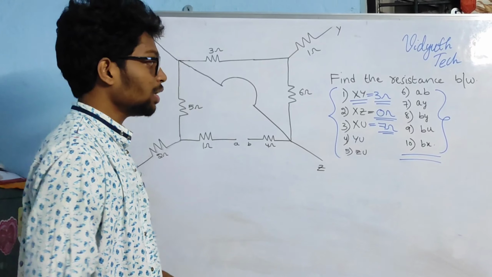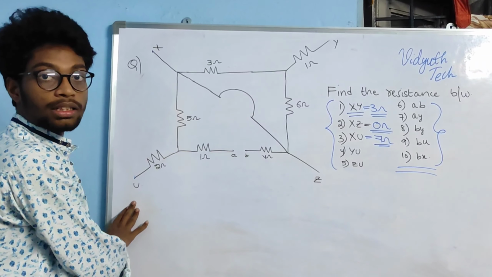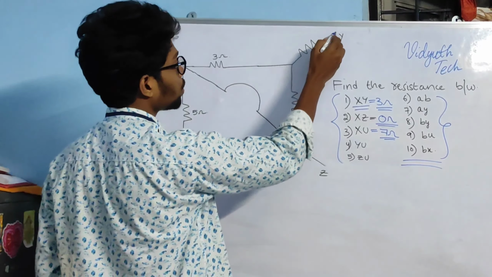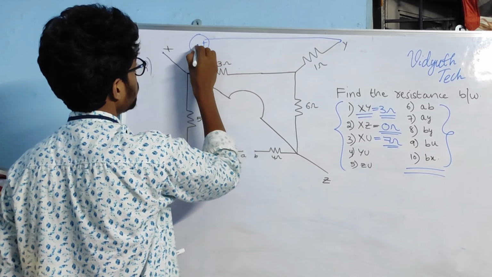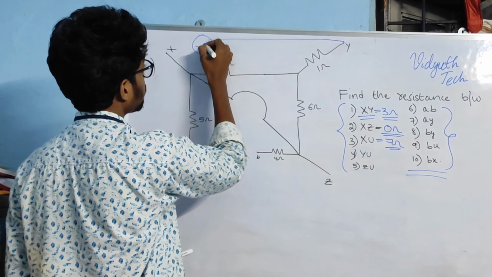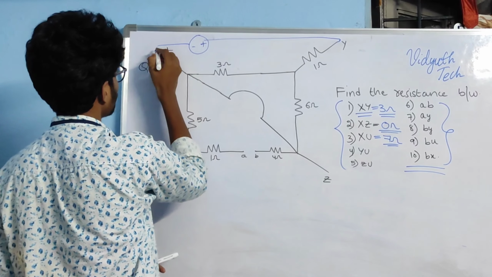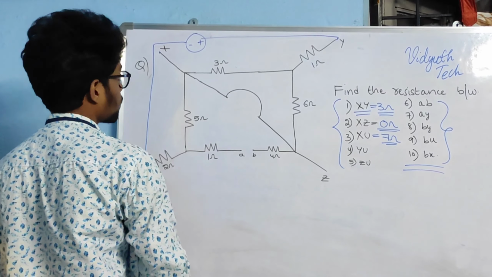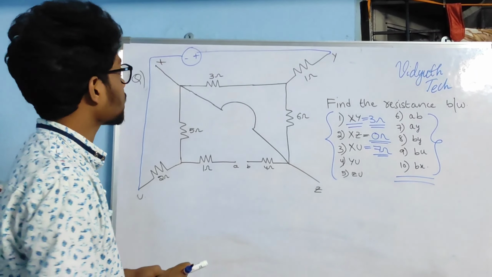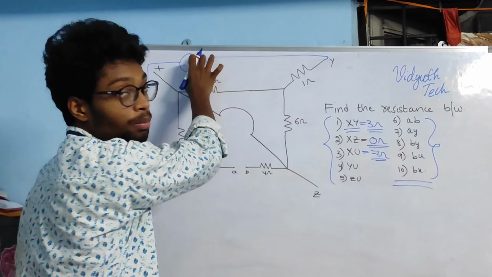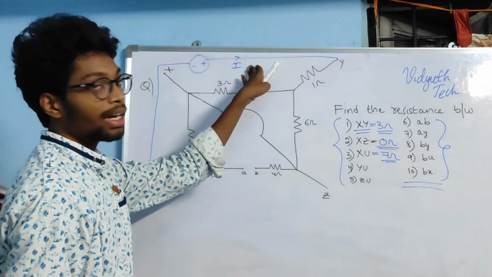Friends, coming to the equivalent resistance between Y and U terminals, here you can see Y terminal, here you can see the U terminal. I am taking the voltage source over here to avoid the confusion. This is positive and this is negative. Here Y is more positive than U. Okay, I have taken the voltage source over here. I am just assuming the current directions. Current will be flowing from positive to negative, right? So I am taking current in this direction. Okay, this is I current.